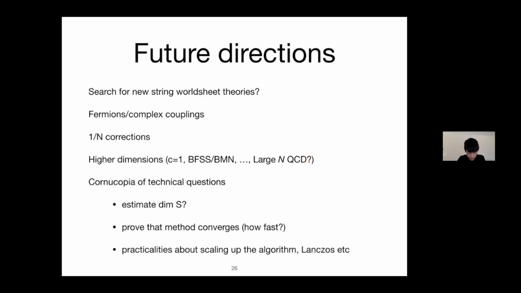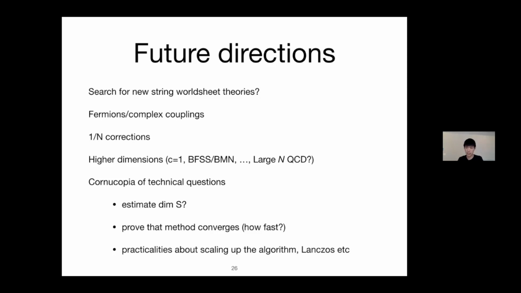Now, some technical questions, of course. Can we estimate the dimension of the search space better in some examples? Can we prove that the bootstrap method converges in the multi-matrix case? And can we quantify exactly how fast it's converging? The hope would be that we could use some sort of argument like the nearly null eigenvalue argument, except adapted to the case where we don't know the exact solution.